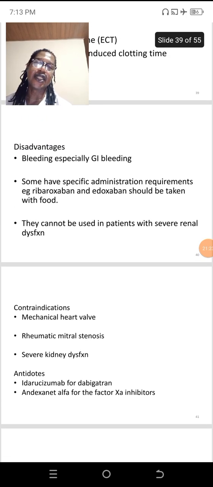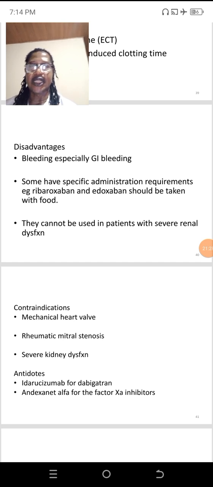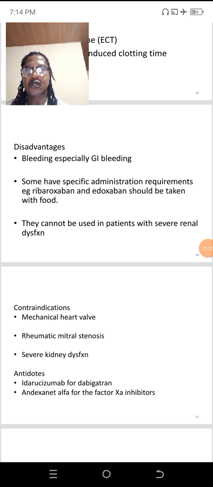And in cases of toxicities, the antidotes to their use are idarucizumab for dabigatran, whereas for the direct factor 10A inhibitors, andexanet alfa is the specific antidote for those ones.